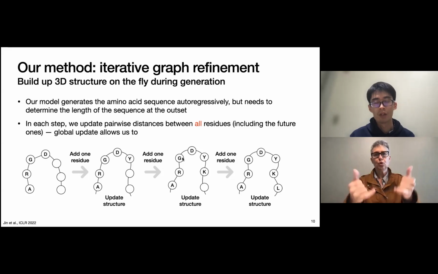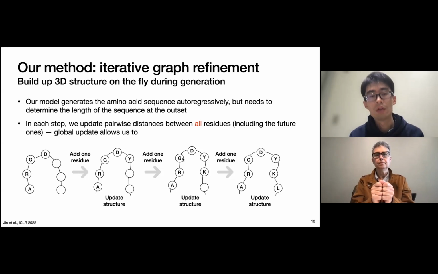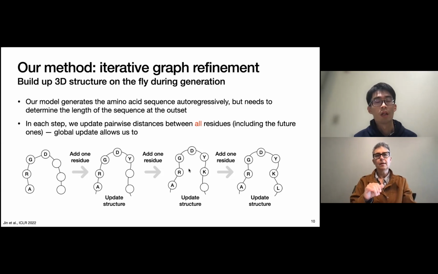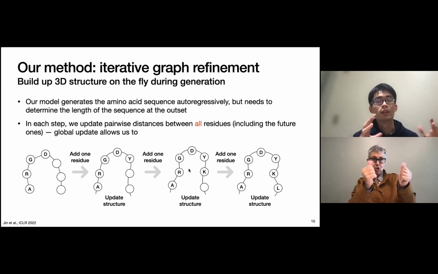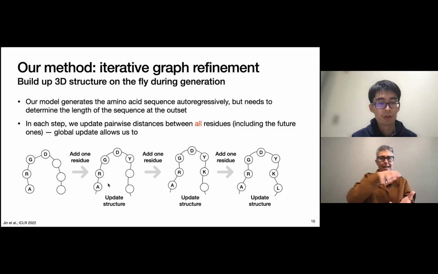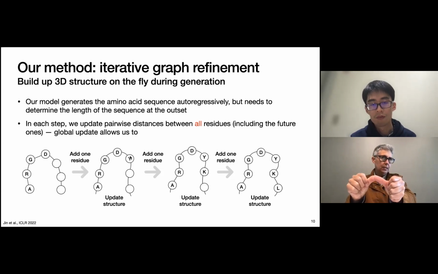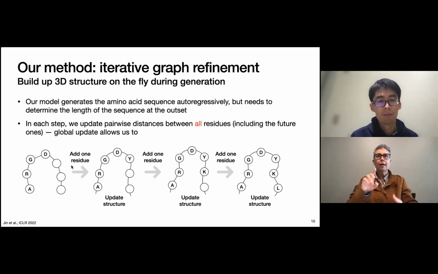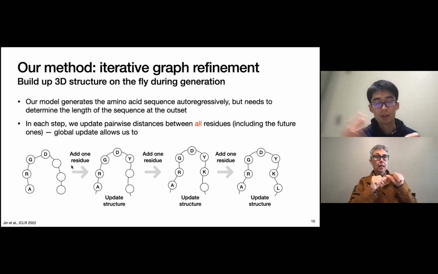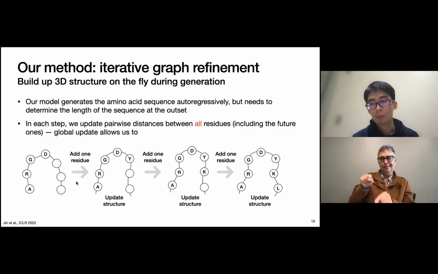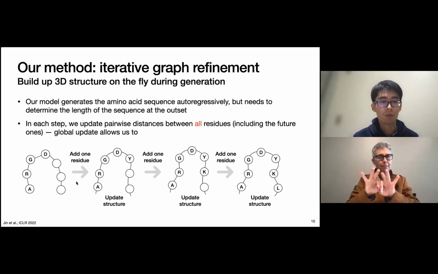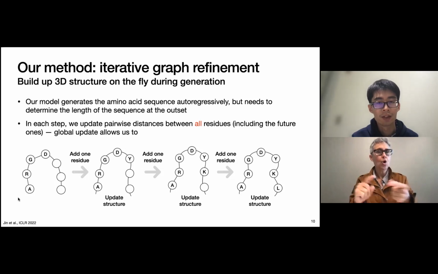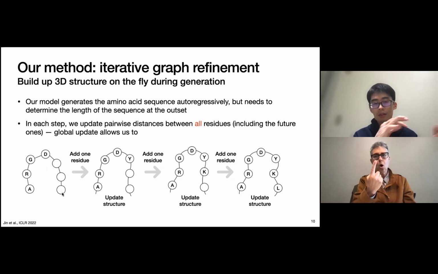It is called iterative refinement. Here's the thing: this shape, this point cloud itself is continuous, but the residues, the amino acids themselves, are discrete. So how to reconcile the two is important. And our solution is, we generate an amino acid sequence still one by one, right?